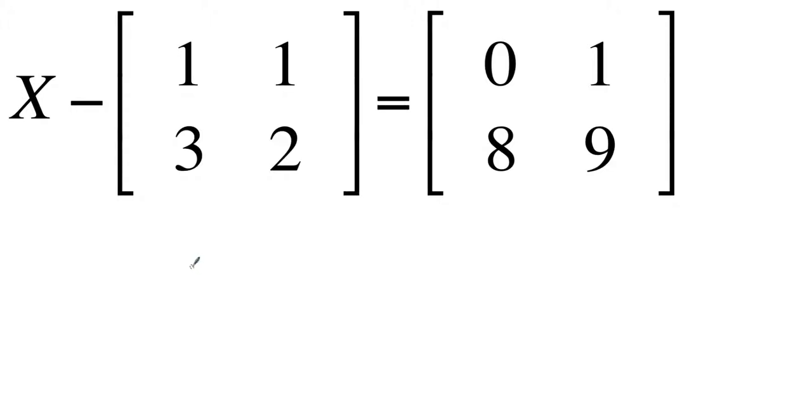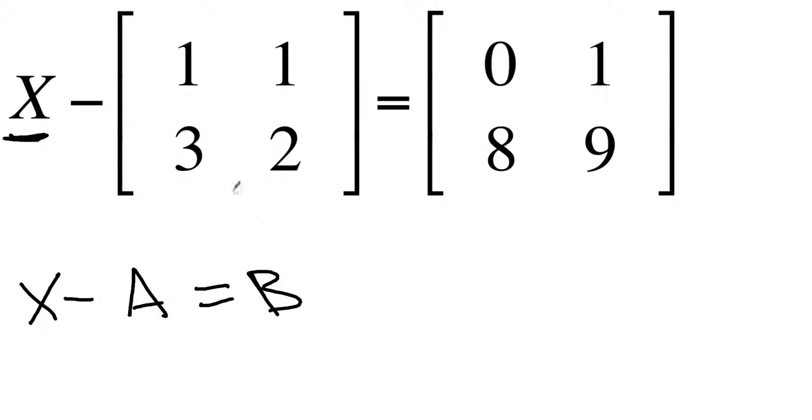So let's go ahead and use this knowledge to solve for this matrix. This capital variable letter stands for a matrix. It means this is not just one number, it's an entire matrix. So if we have some matrix minus another matrix is equal to a third matrix, we can figure out what this unknown matrix is by doing what you might expect. So I'm just going to use letters. X minus A equals B. We'll call this matrix A and this matrix B.